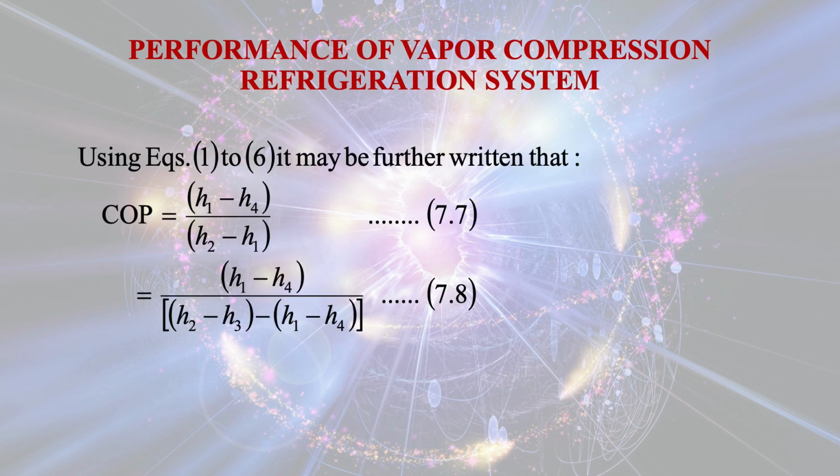Now if you put all these expressions for the COP, it comes out to be equal to H1 minus H4, that is the net refrigerating effect, divided by the work done by the compressor, that is equal to H2 minus H1. So this equation you can rearrange as COP equal to H1 minus H4 divided by H2 minus H3 minus within bracket H1 minus H4, because H3 is equal to H4.